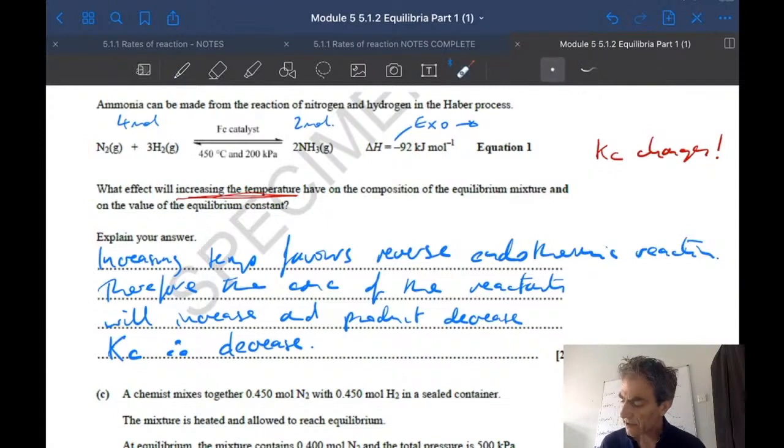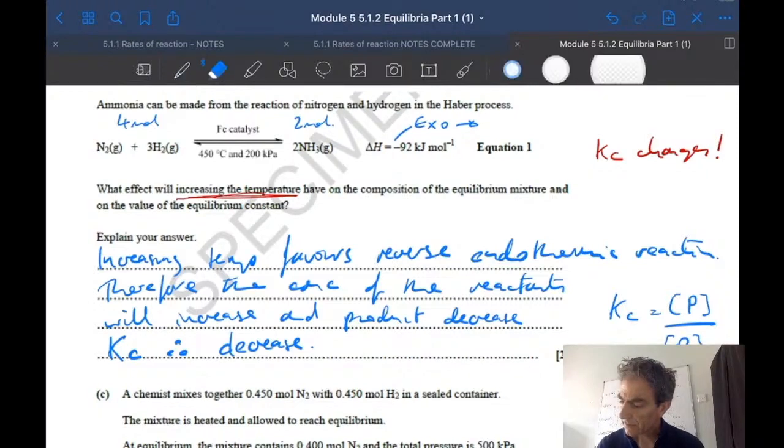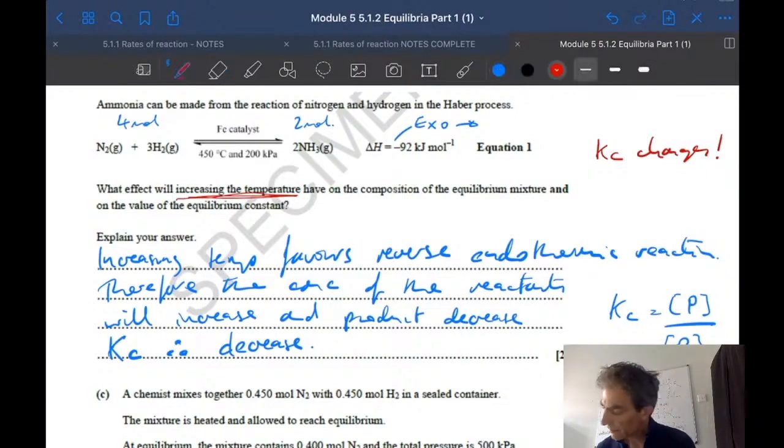The products will decrease. So obviously, if you think about the Kc, in a nutshell, Kc is the equilibrium concentration of the products over the reactants. So if reactants are going up, think about your fraction, you're getting a bigger denominator and a lower numerator, so the Kc value is actually going to decrease as a result of that. Okay.